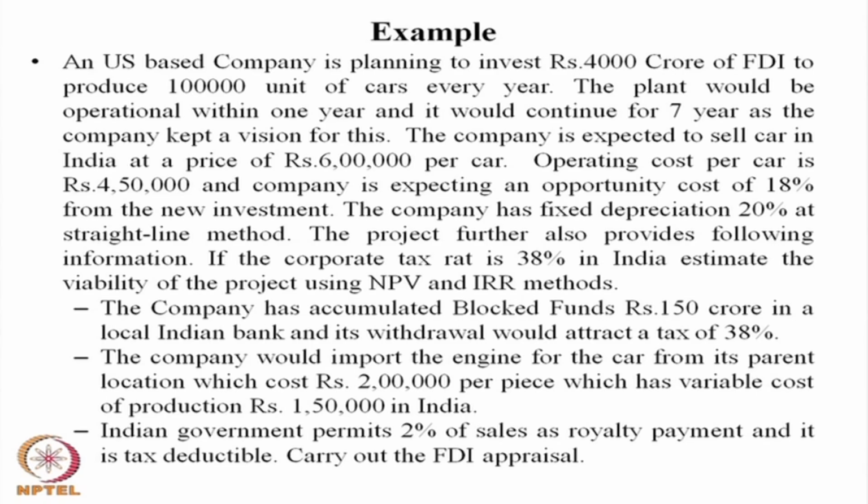The company is expected to sell cars in India at a price of 6 lakh per car, and the operating cost per car is 4 lakh 50,000. The operating cost for the car is 4 lakh 50,000, but the sale price of the car is 6 lakh. Then the company has an opportunity cost of capital of 18%, the discount rate is 18% here. They have straight line depreciation of 20%.